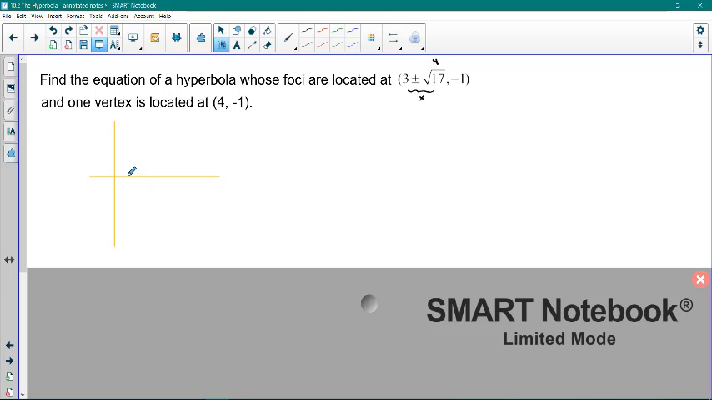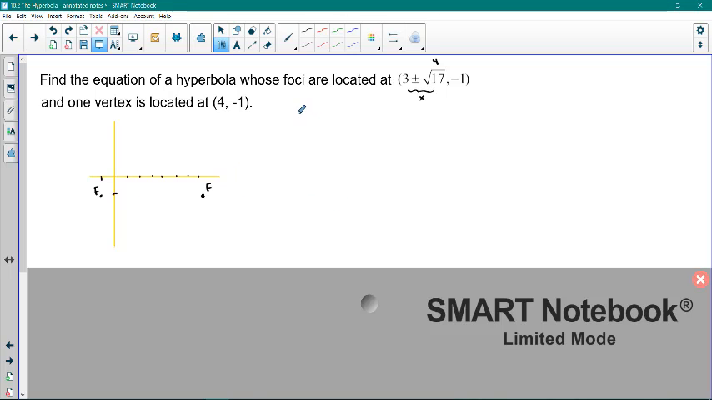So let's go ahead and plot 1, 2, 3, 4, 5, 6, a little bit more than 7, negative 1. And 3 minus 4, that would be at negative 1-ish. All right, so there's one focus and there's another focus. Well, what do I know now?